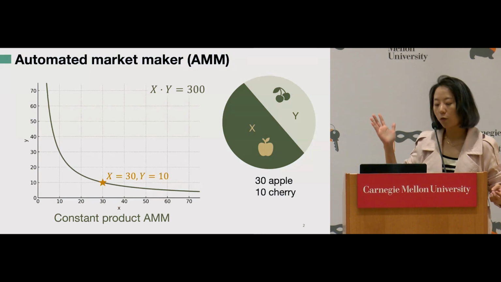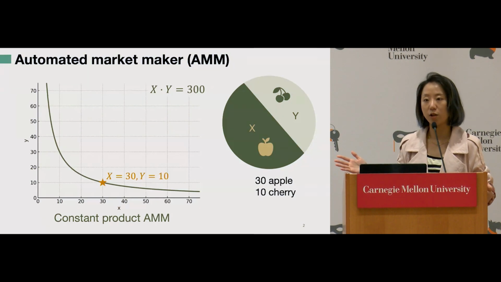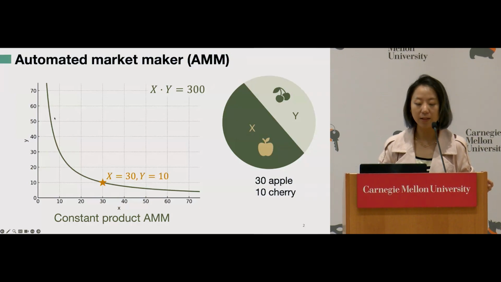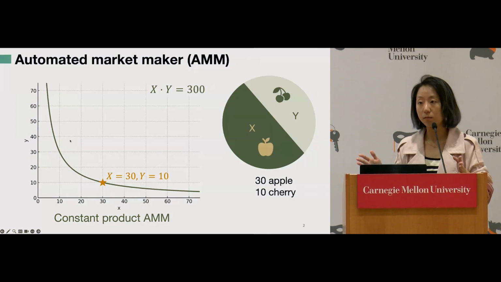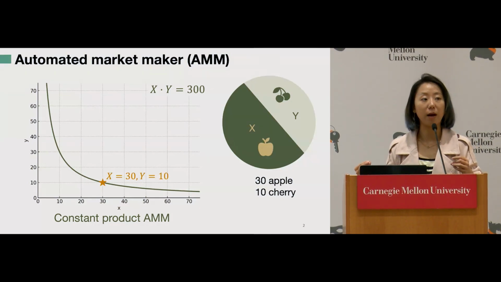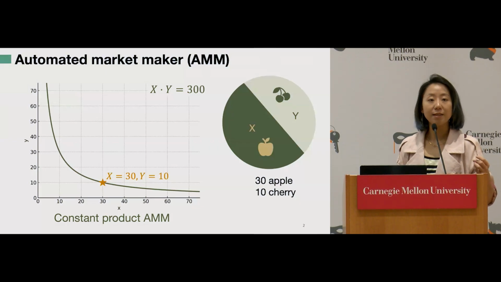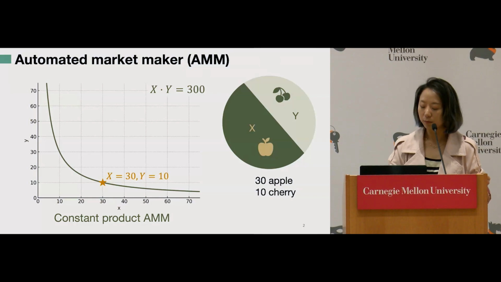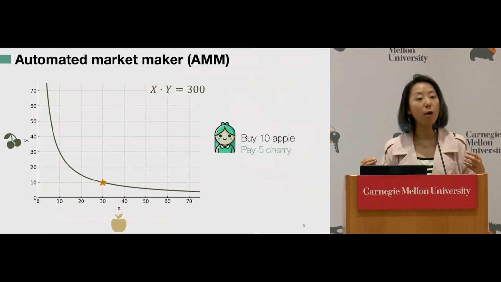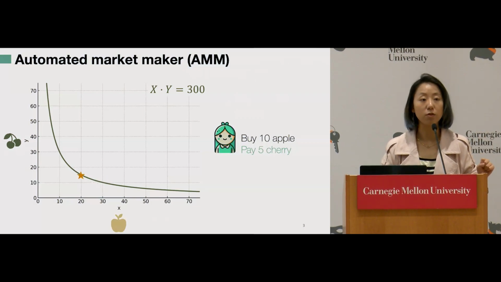Let's say, for a constant product AMM, if we started with 30 apples and 10 cherries, then this curve, x times y equal to 300, captures all possible states of the pool. And by state, we mean the current amount of x, the current amount of apple, and the current amount of cherry. That said, effectively trading with this pool is just moving the state along the curve. For example, if I want to buy 10 apples, I will pay 5 cherries, put those 5 cherries back into the pool, and move the state to this new position.